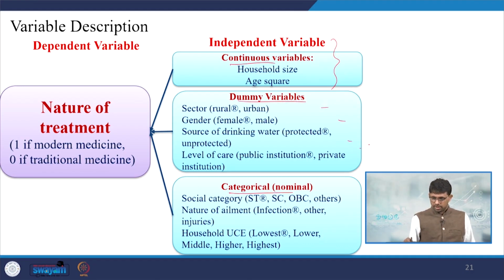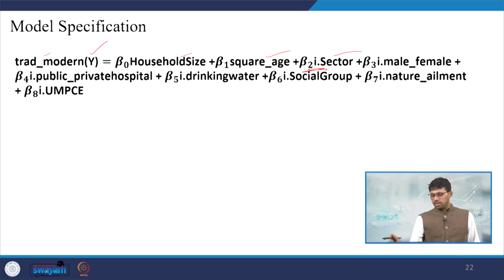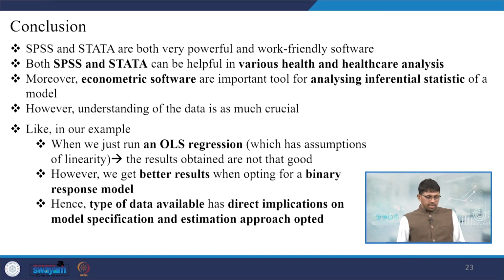All these variables are taken in that model, and here is the model specification. Y is traditional medicine versus modern medicine. Then household size, age square, sector, and its conditional variable are taken, and subject to the reference category, gender, public versus private hospital access, etc. All are taken. Let's see how it works in Stata.